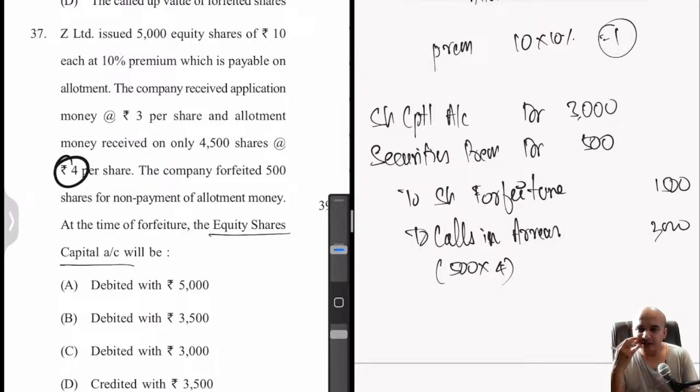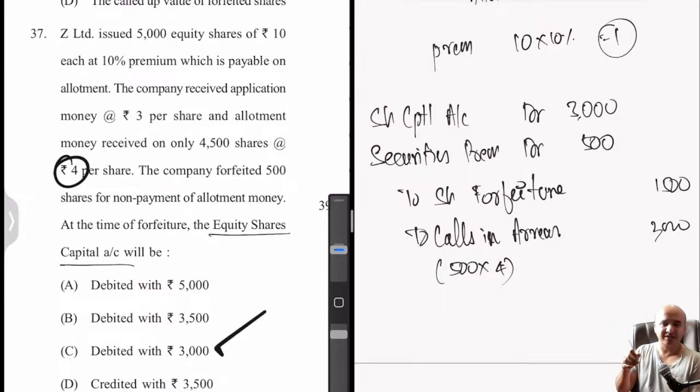Okay, Aniket says 500 shares are being forfeited. 3 plus 3, 6. Correct. Whatever you said is correct, and same is reflected here. Okay, what was the question? The company forfeited 500 shares for non-payment of allotment money. At the time of forfeiture, the equity share capital account will be debited by rupees 3,000. Question number 37. The answer is 3,000.